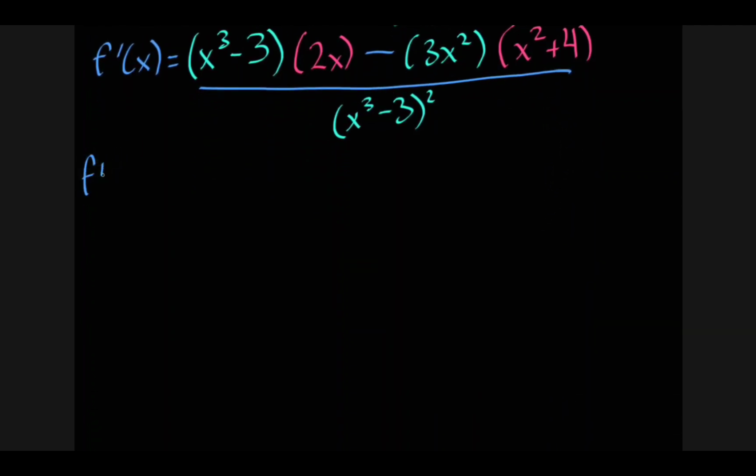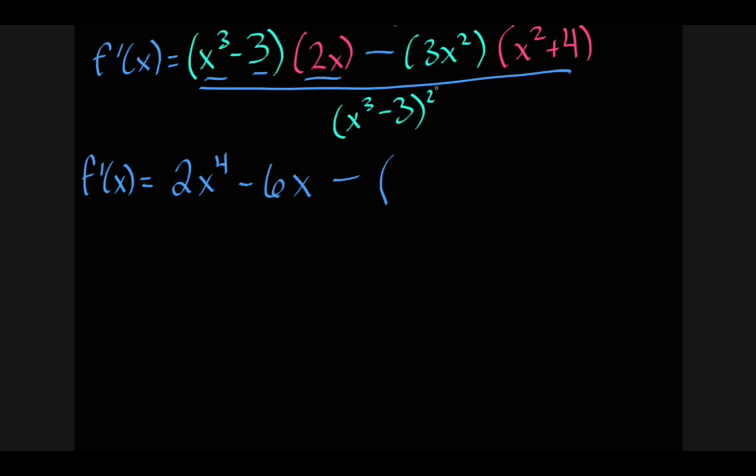And now to simplify, we have f prime of x. Let's first multiply this 2x into both of these terms. So we'll get 2x times x cubed, which is 2x to the 3 plus 1, which is 4. So we have 4 x's now. And then minus 3 times 2x, negative 3 times 2 is 6x.